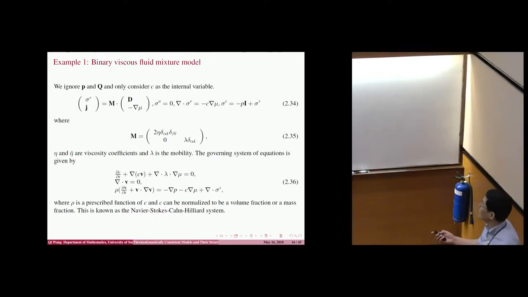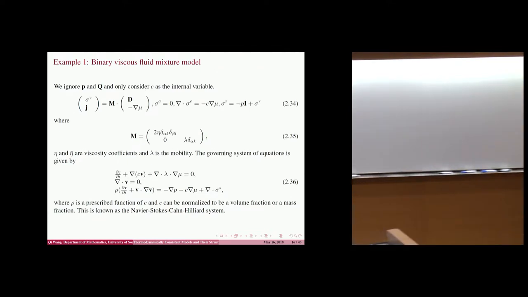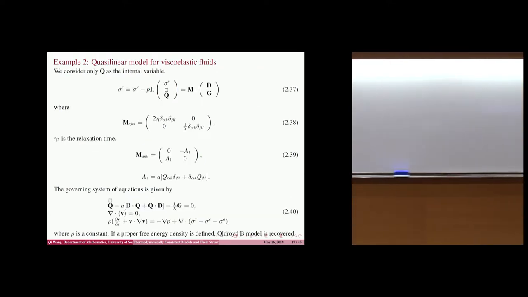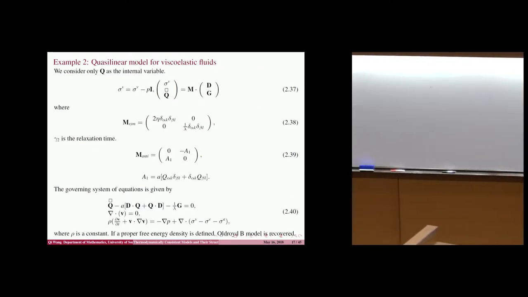So I hope someone will have some real physical problem involving those couplings. Another simple example is a quasi-linear model for viscoelastic fluids. Polymeric fluids, anything with microstructures you can think of can be put into this category. So once again, you identify your variables.